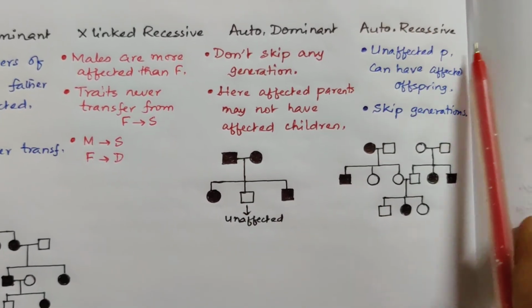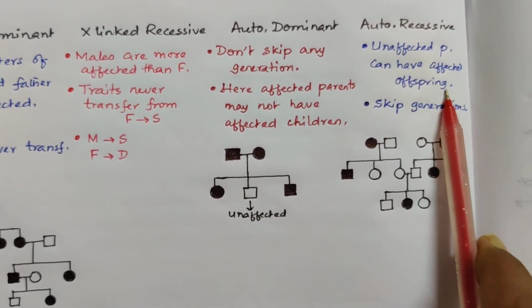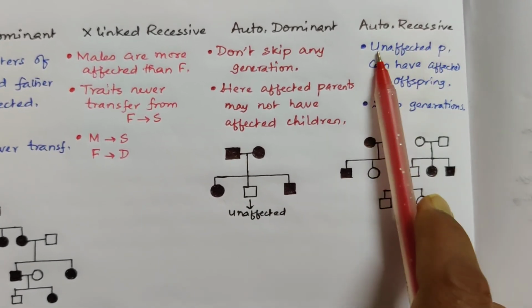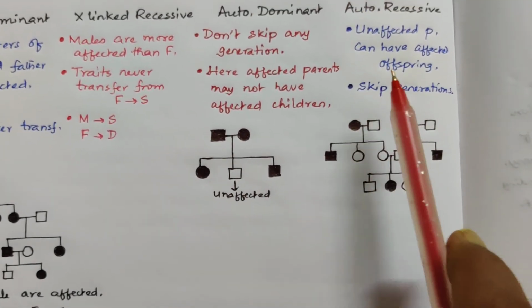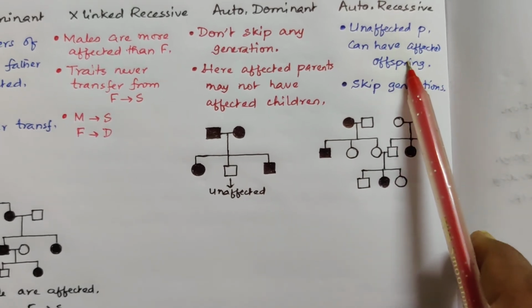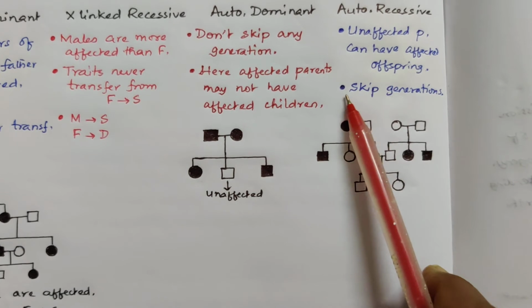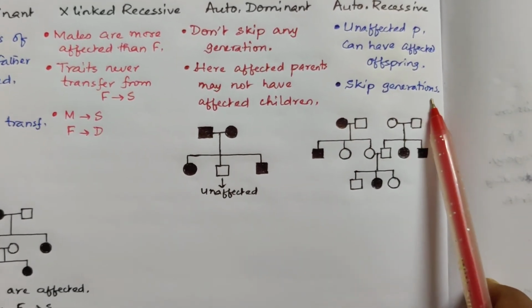In case of autosomal recessive, unaffected parents can have affected offspring. This is another vital point for autosomal recessive, because unaffected parents can have affected offspring. You may be thinking that parents are unaffected, but how can they get affected offspring? It's possible. If the mother is a carrier, it's possible. Another thing is, they skip generations.